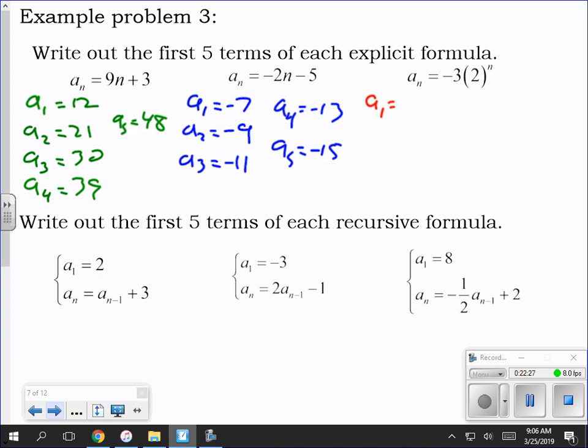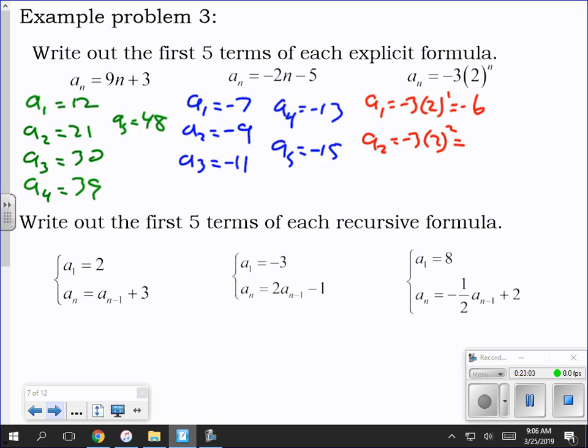A sub 1 is negative 3 times 2 to the first power. Everybody always gets this first one, because 2 to the first is 2, times negative 3 gives me negative 6. A sub 2, negative 3 times 2 squared. Order of operations, this is not 36. This is negative 12. You square the 2 first.